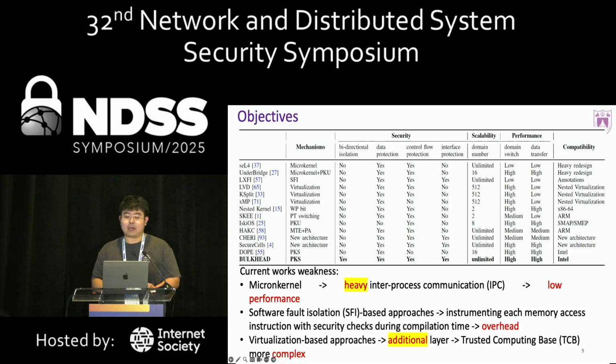First, microkernels minimize the attack surface by moving most kernel components into isolated user processes. Although providing strong protection, heavy inter-process communication leads to low performance. The complete redesign of the OS also hinders its general application.